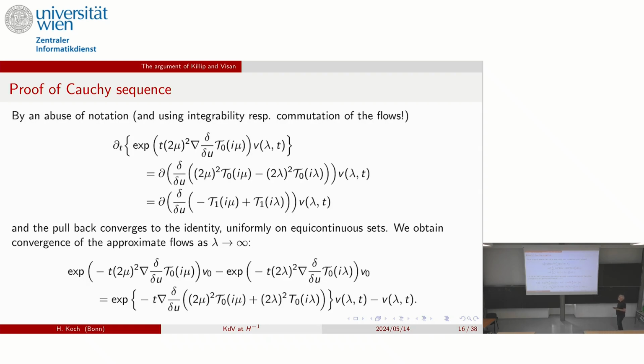And then it only involves writing the difference of the flow down. So this part here converges to the identity. So the difference converges to 0, and that is the convergence of the approximate flow.